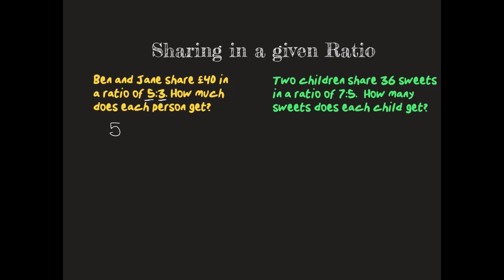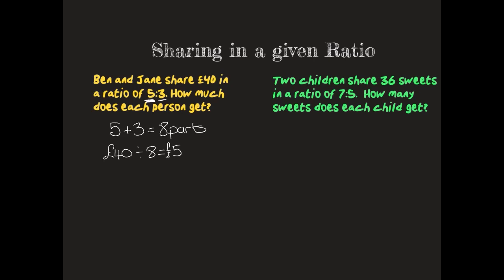So the first thing we do is we add our 5 and 3. And 5 plus 3 is 8. So there's 8 parts here in this ratio. Now we want to find out what the value of one part would be. So you take your £40 divided by the total amount of parts, which is 8. And 40 divided by 8 is 5. So each individual part is worth £5.